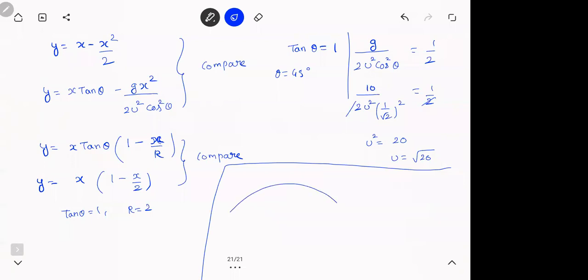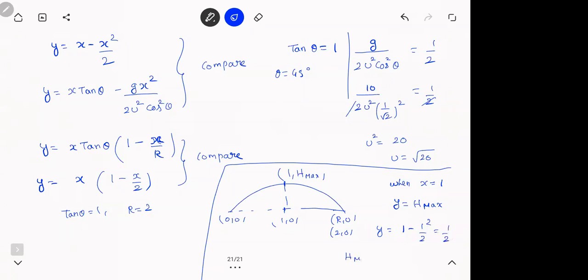And the next thing we also know here. Whenever you're projecting it, if this is 0, 0, this is r, 0, which I know now is 2, 0. This is 1, 0, and this is 1, h max. The h max occurs exactly in the middle. That means when x is equal to 1, y will be h max. So in the given equation, if you put x equal to 1, then the y coordinate should be the maximum height. So if I substitute x equal to 1 there, I get 1 minus 1 square by 2, which is half meter. That means h max is half.